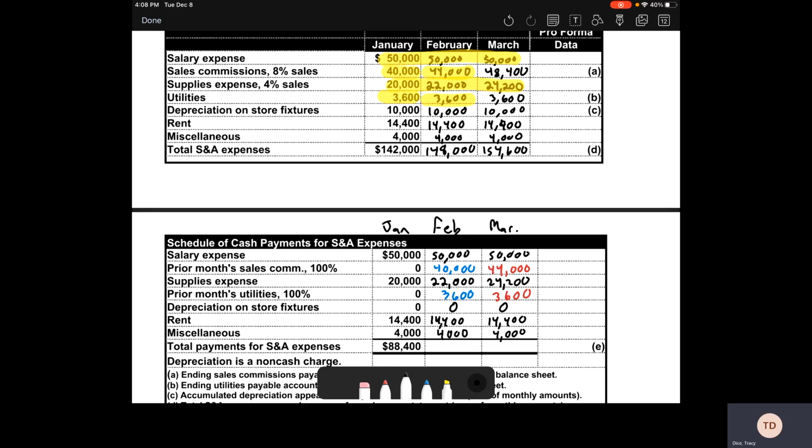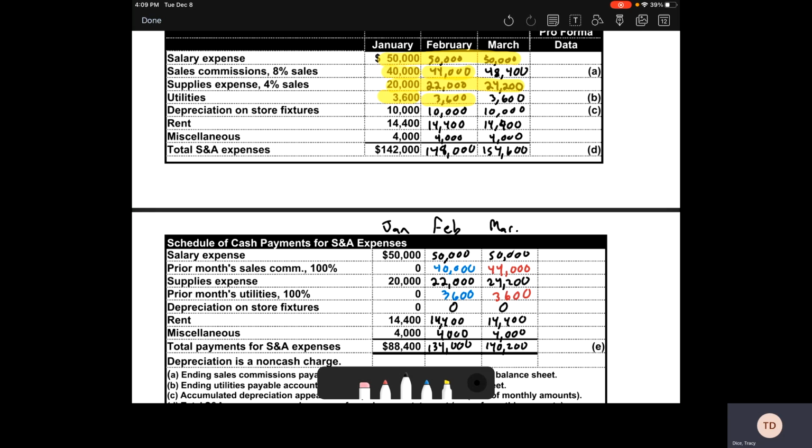So then our total cash payments for these 2 months are, when we add them all up, $134,000 for the month of February. And then for the month of March, we get $140,200.